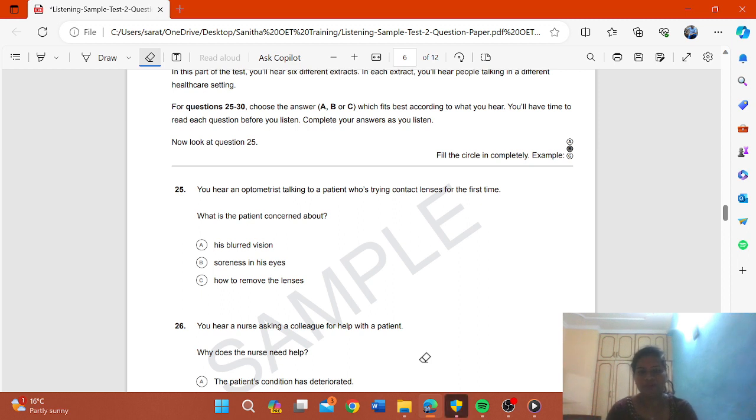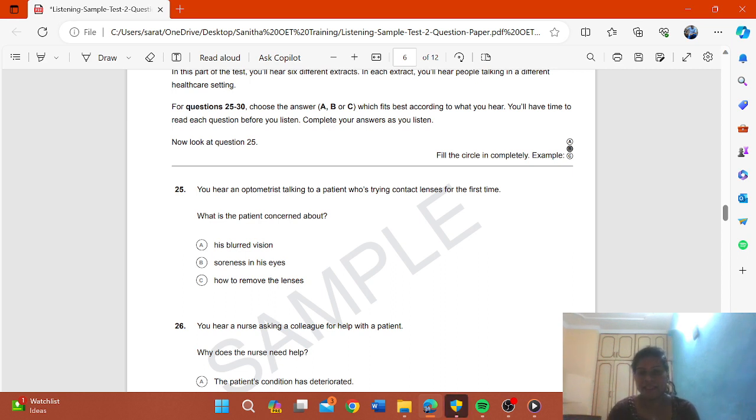Let's begin today's topic. In this question, the question will start from 25th. You will hear the context of this sentence. The context means background information about the questions. Here, you hear an optometrist talking to a patient who is trying contact lenses for the first time. Okay, this is the context of the question. After that, you will get the question. What is the question here? What is the patient concerned about?